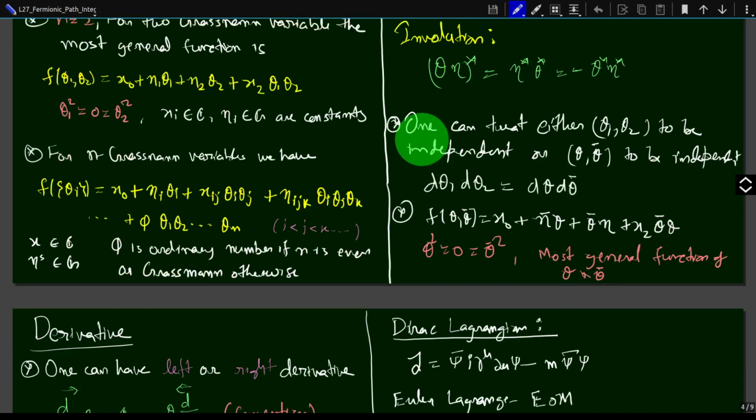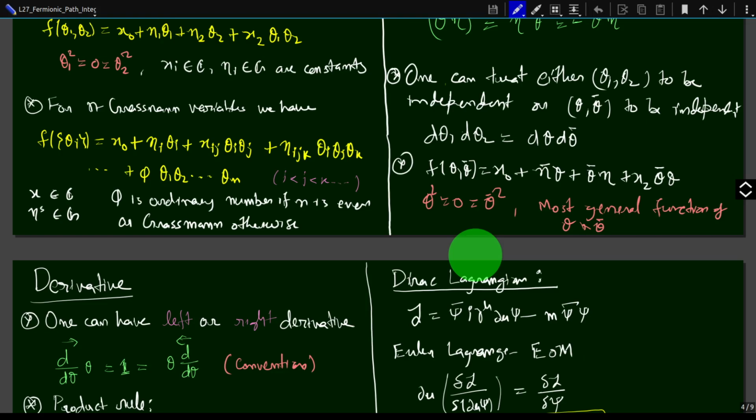One can treat either theta 1 and theta 2 to be the independent variables, or theta and theta bar to be independent variables. So basically we'll have theta 1, theta 2 going to d theta and d theta bar. The Jacobian of this transformation is 1. And if I have to write a function of theta and theta bar, it is exactly like the two variables over here. So here I'm writing x0, eta bar theta, theta bar eta, plus x2 theta bar theta, and I'm using the convention that the complex conjugate is standing on the left.